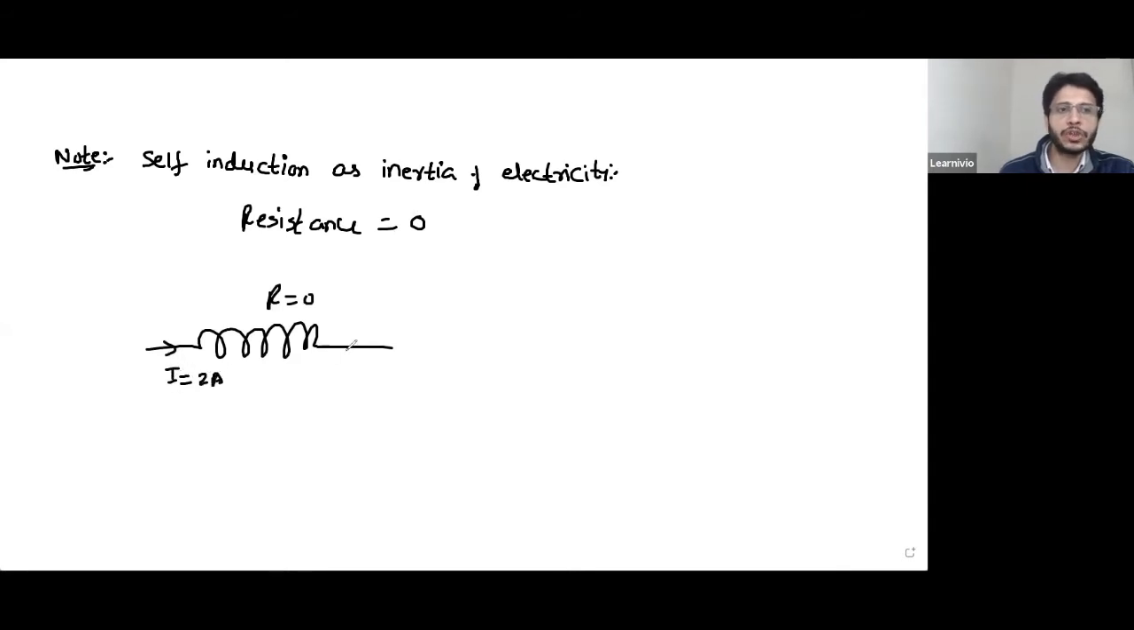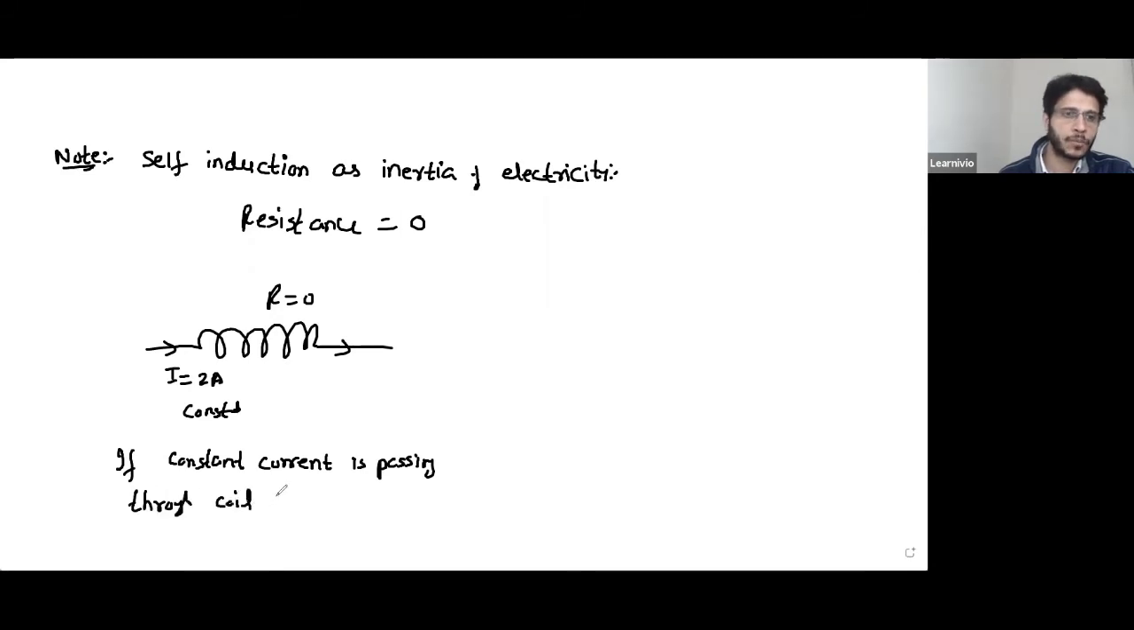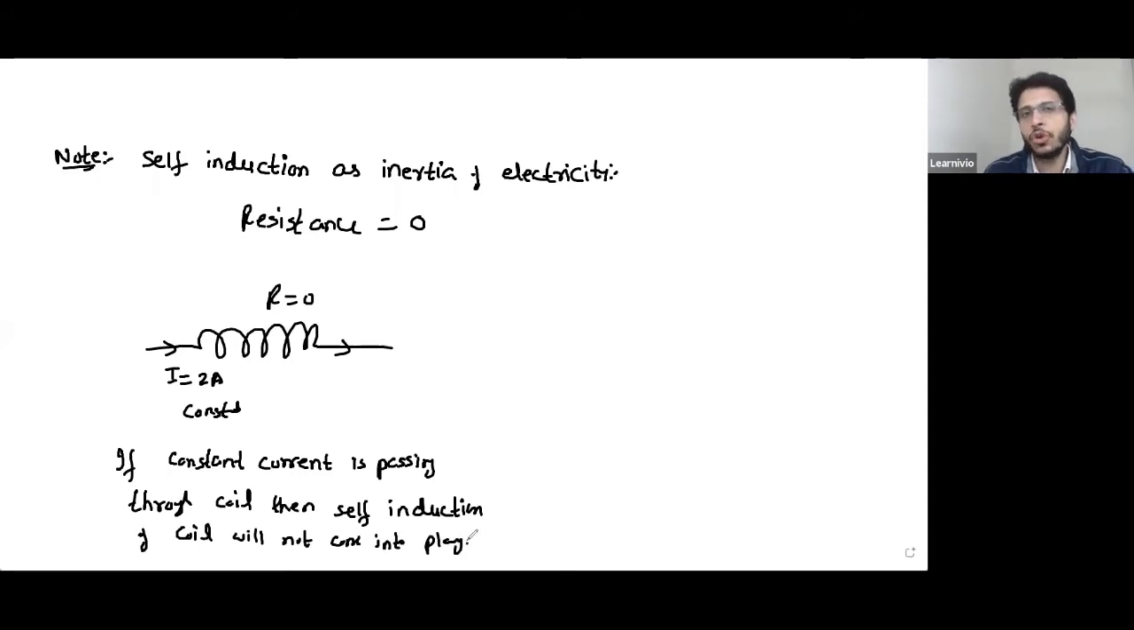if some constant current is flowing through the coil, say the current is 2 ampere, which is a constant current, then if constant current is passing through the coil, the self-induction of the coil will not come into play. The self-induction will play its role only if the current changes.